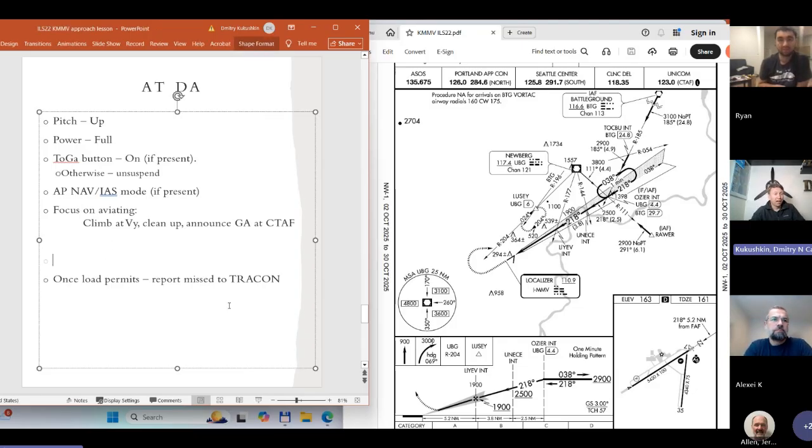That is a definitely good practice before you leave the area. And after all that, with a lot of empty time lines in between, once your workload permits, then you go back to a terminal radar controller and announce you're going missed.